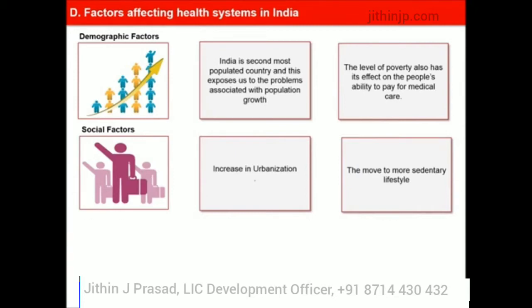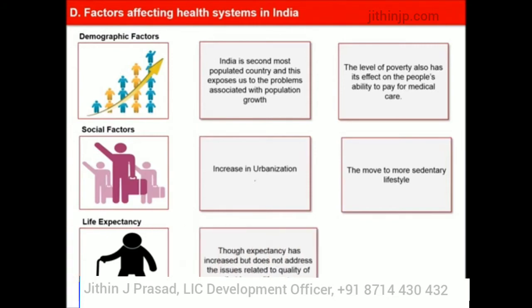Third, life expectancy. It refers to the expected number of years that a child born will survive. Though the expectancy has increased, it does not address the issues related to the quality of that longer lifespan. This leads to a new concept of healthy life expectancy. This also requires the creation of infrastructure for geriatric, that is, old age-related diseases.